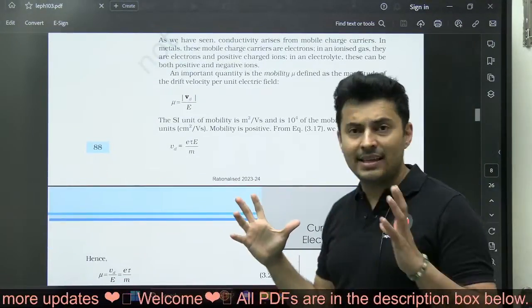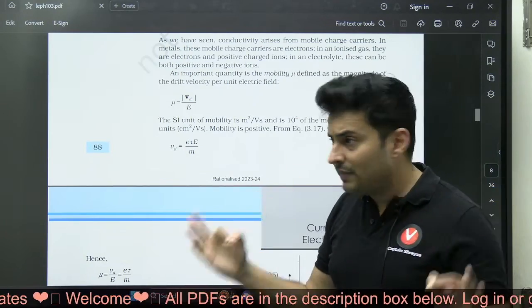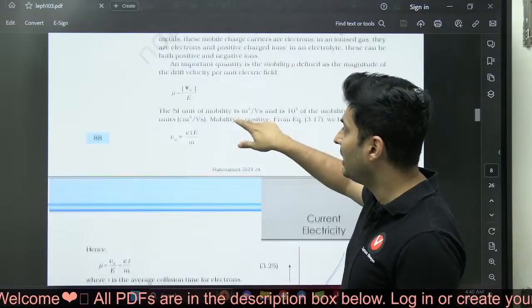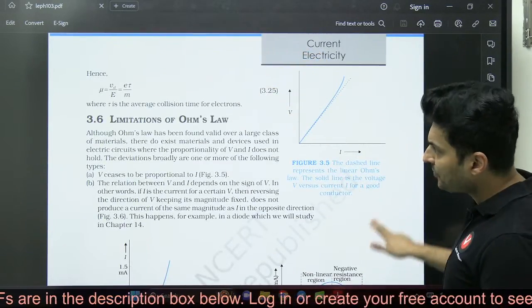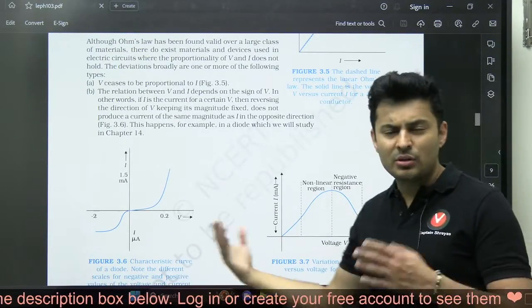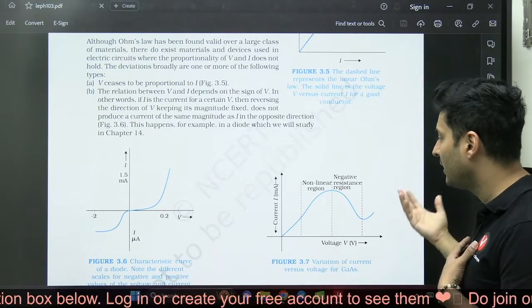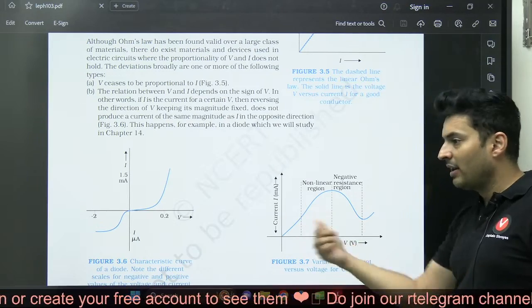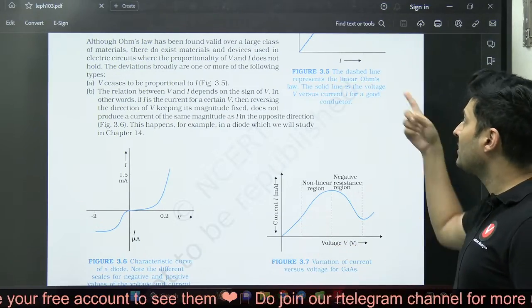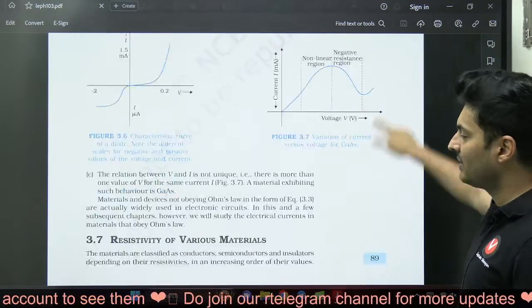Mobility is how mobile these electrons are, and it is the drift speed per unit field. Drift speed per unit field, that is the formula. Limitations of Ohm's law: it is not valid for many situations like semiconductors, where it is non-linear in nature. These graphs are very important. They might ask you, how does this graph look like for non-linear devices?